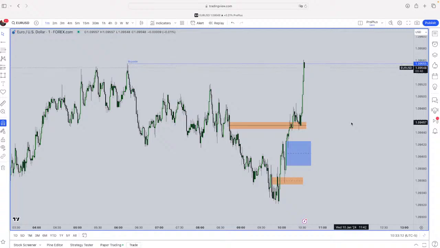Charlie, did you still hold that? Or did you take partials or chickens? You said you took that on the demo as well.